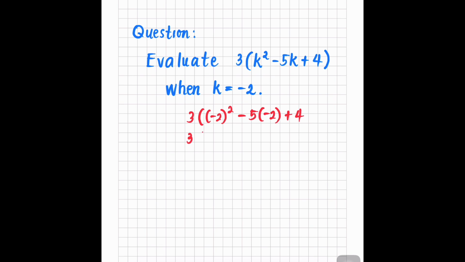So 3 times 4, negative times negative is positive, 10 plus 4. So 3 times 4 plus 10 plus 4 is 18, and 3 times 18 is 54. So this is the answer.